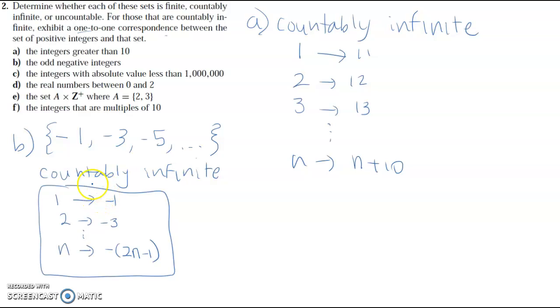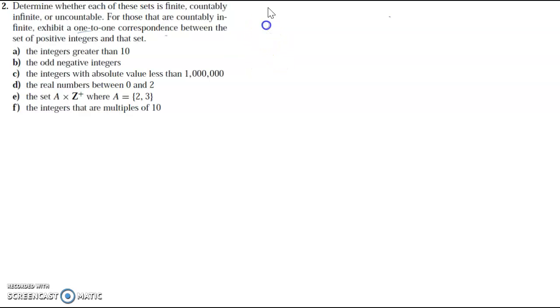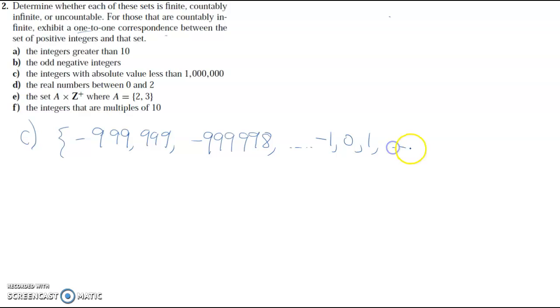Let's talk about C. So part C is the integers with absolute value less than 1 million. So this would be the set of 9, and the next number would be -9, 9, 8, and it's going to continue all the way to 0, and then it's going to continue to grow until it reaches 9. Okay.